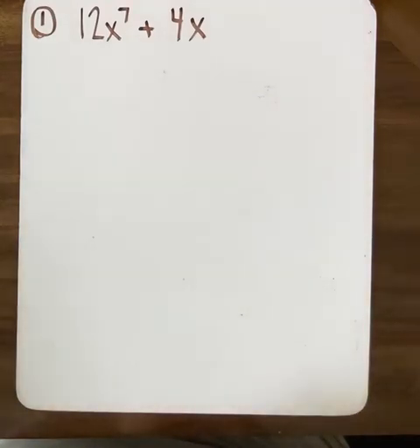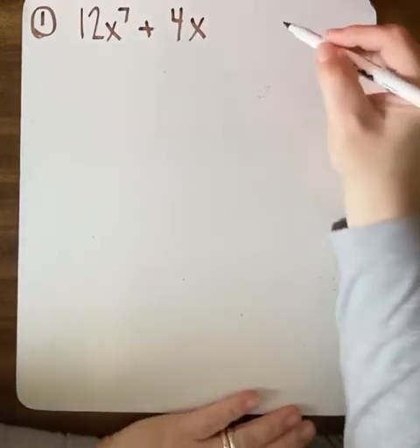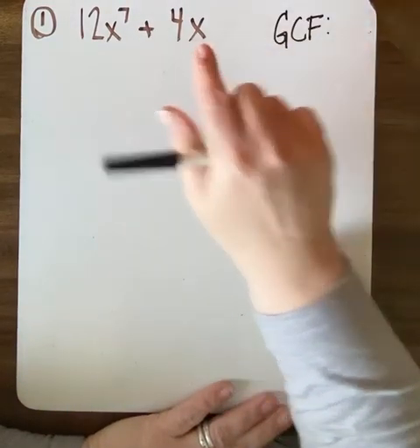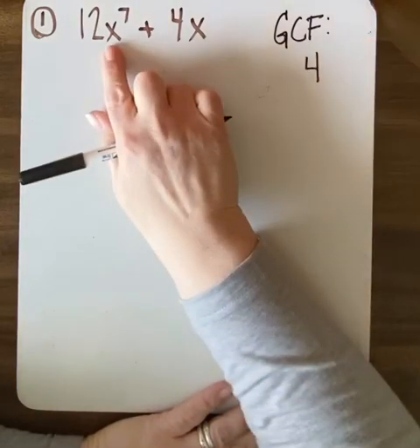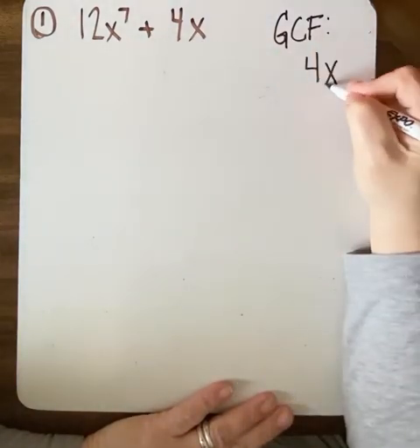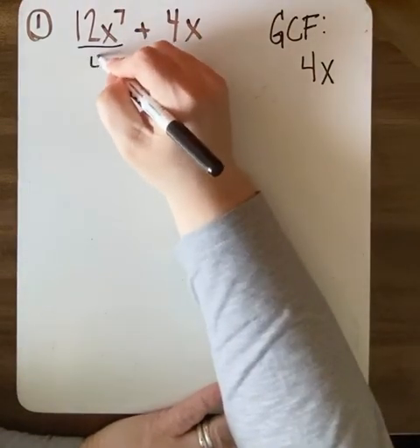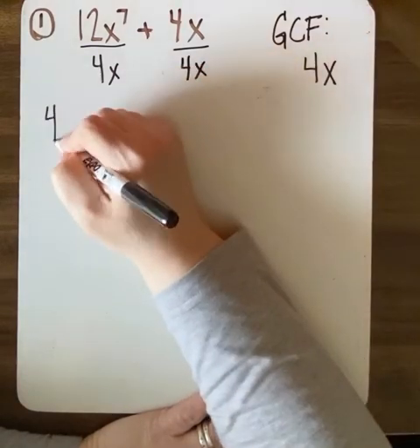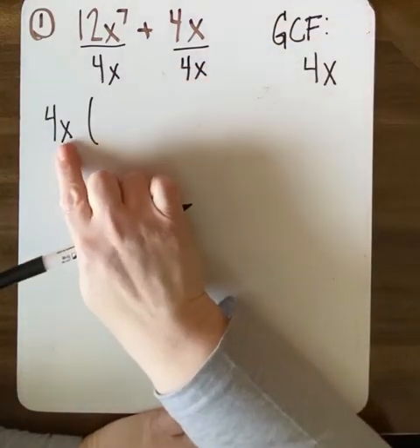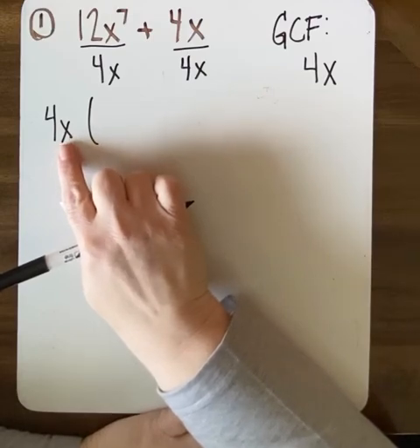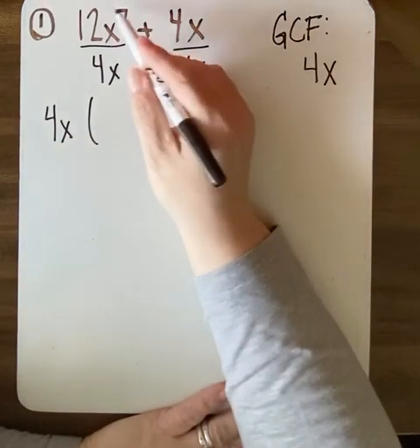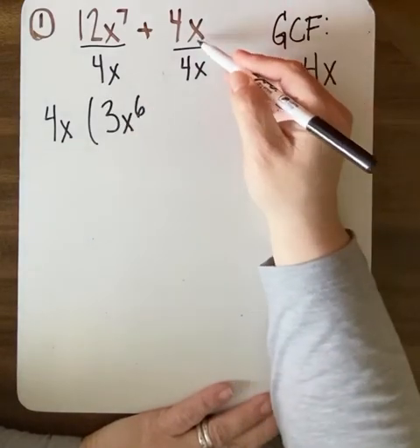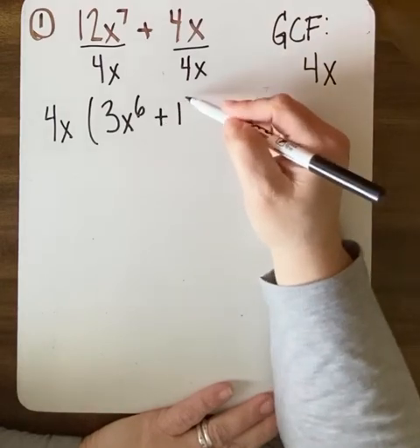And so the first thing that we're going to look for is our greatest common factor. And if we look at this one, our GCF between 12 and 4 is 4. And between x to the 7th and x is x. And so that means we're going to be able to take and divide out a 4x from both of our terms. And so remember, our greatest common factor always goes on the outside. And then we're going to divide this part. This will give us 3x to the 6th. And then 4x divided by 4x will give us a plus 1.